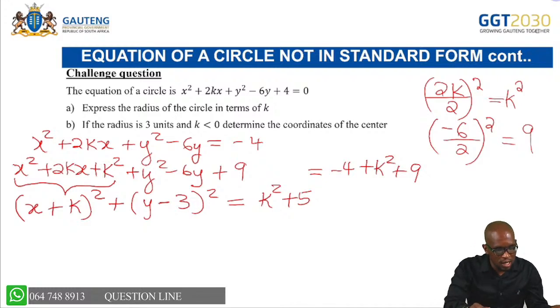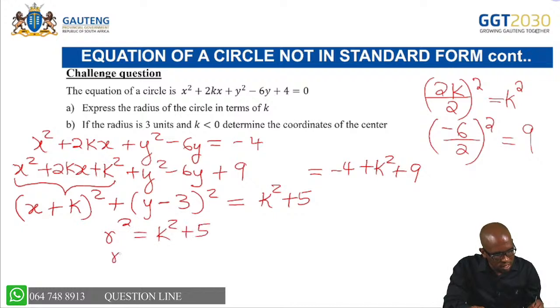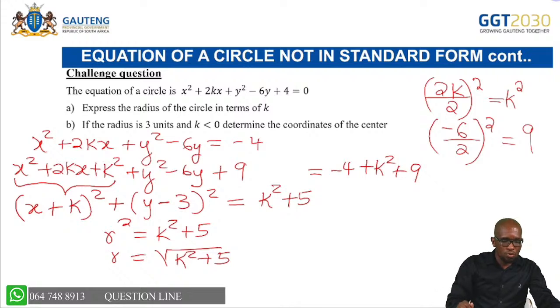However, the question said express the radius of the circle in terms of k, which means that now we want to work out the radius. Obviously we know that r squared is given by k squared plus 5, which means that r is the square root of k squared plus 5. So we were able to work out the radius in terms of k. Now moving on to the next question.